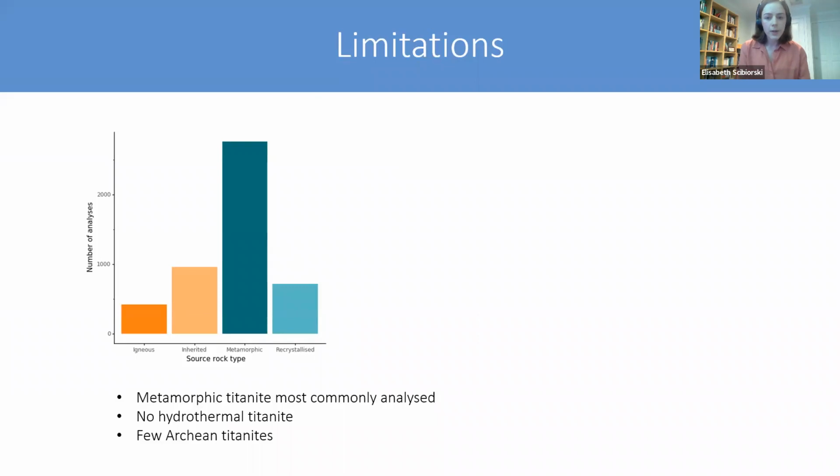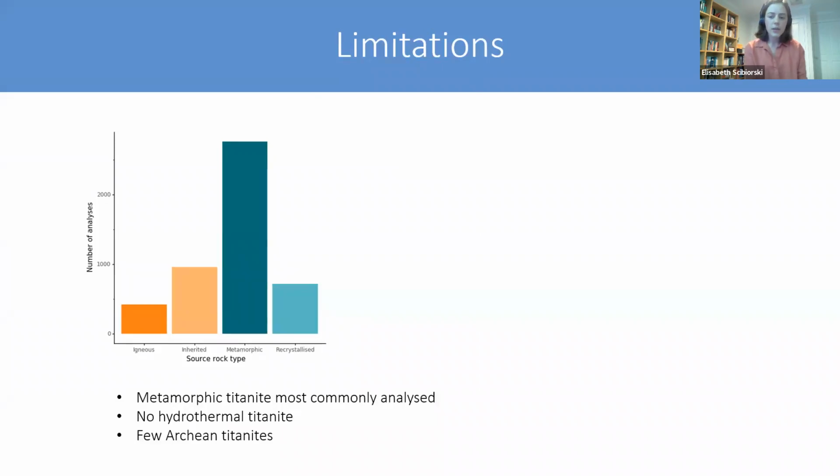Okay, and so here's a brief summary of the types of data that are in that compilation. And I'm just going to state up front some of the limitations of this data set. So first, as you can see, the data are pretty heavily skewed towards metamorphic rocks. And this really represents what has been published, what analyses of titanite have been published.